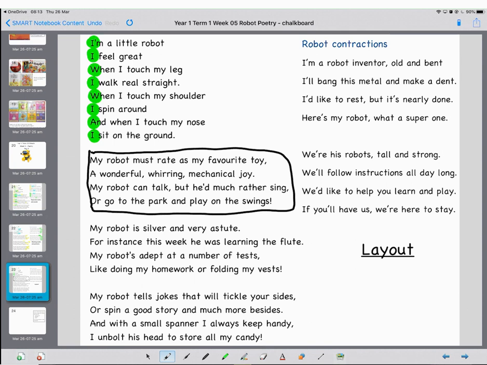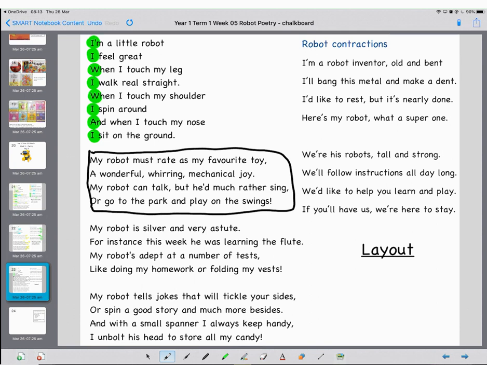So those are the main features of layout you're looking for. So I'm going to let you have a go at that. Draw a box, either say how many stanzas there are if you can't print this, or draw around them if you manage to. Okay, over to you again.